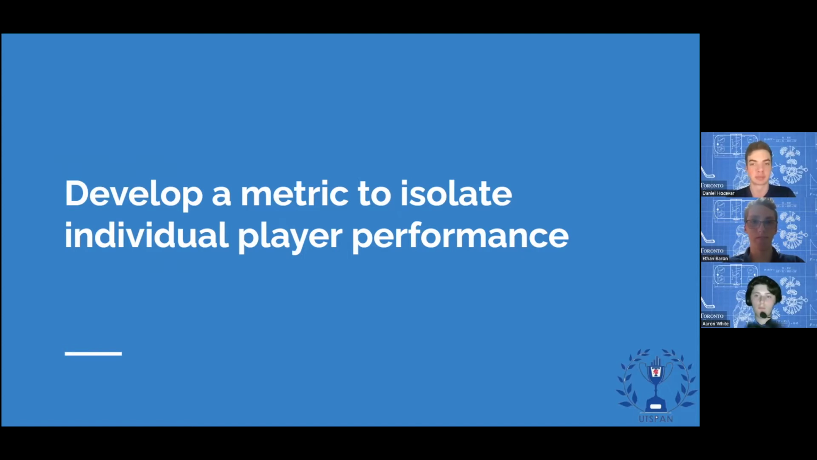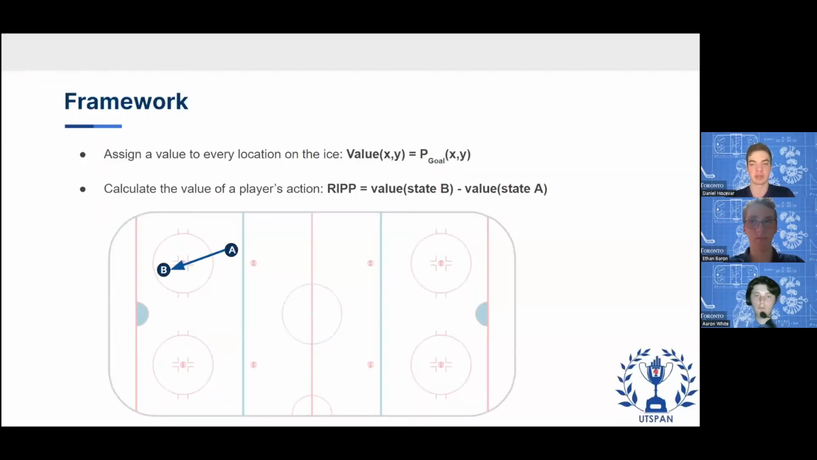Next slide. At the abstract level, the RIPP metric consists of two mathematical models. The first model is an expected goals model, which assigns a value to every location on the ice based on the probability of scoring from that location. And the second model determines the value of a play as a difference between the value at the end location of the play and the value at the start location of the play.